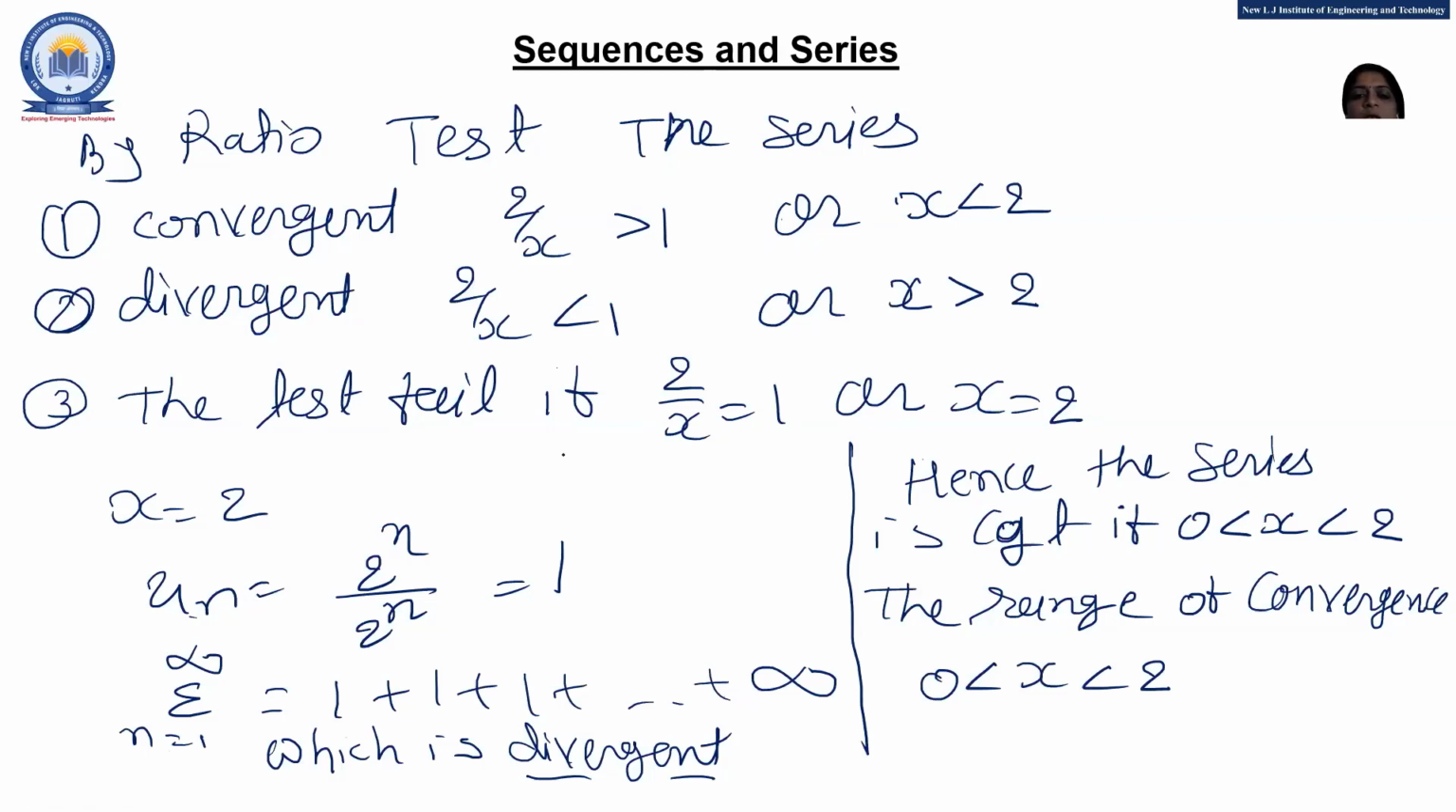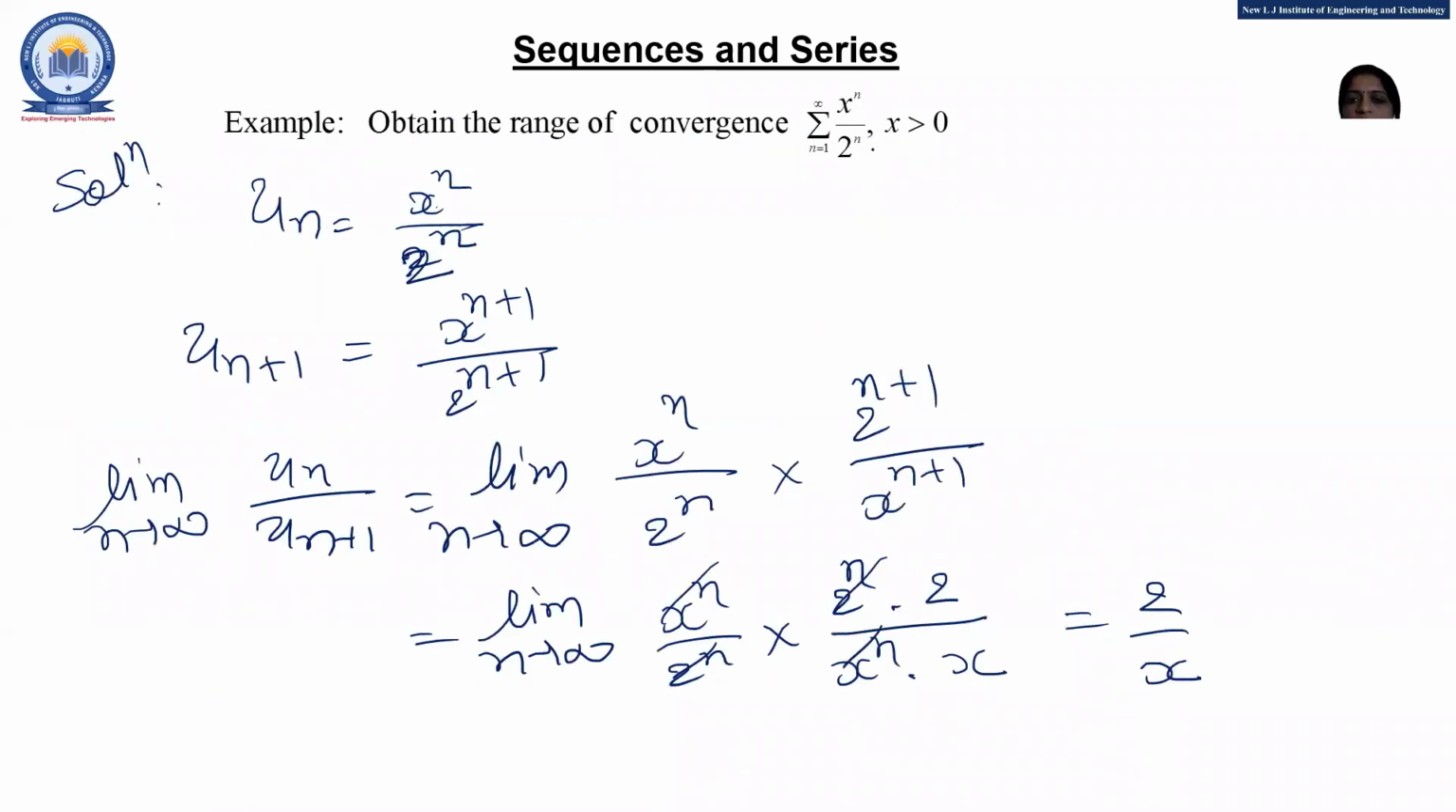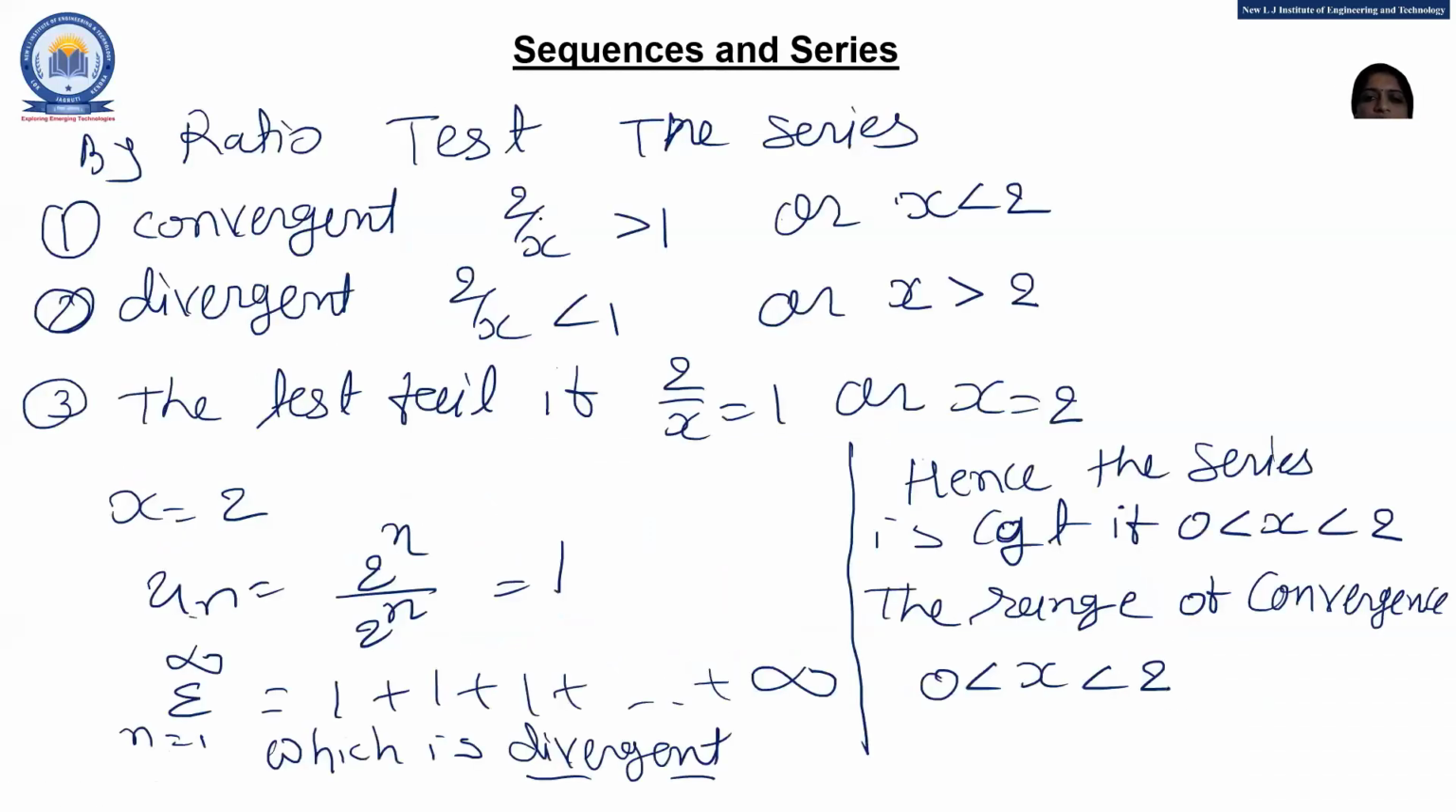So students, here in this power series, our given series is x raised to n upon 2 raised to n. We apply the ratio test, and by applying it we get our answer, that is 2 by x. As per the ratio test, if 2 by x is greater than 1, it means if our x is less than 2, the series is convergent, and for x greater than 2, the series is divergent. So our series is convergent for x less than 2, right? Then what about exactly 2? For exactly 2, the series is divergent.